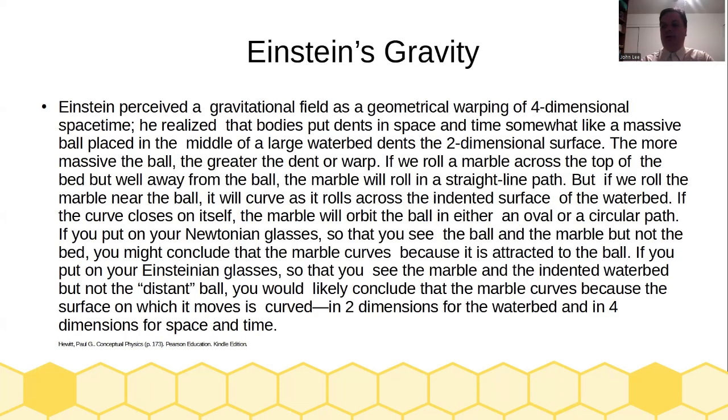While we have been dealing with Newton's gravity, where we treat gravitational force as a force which is pulling between two objects, Einstein instead looked at gravitational fields as a geometrical warping of four-dimensional space-time. He realized that bodies put dents in space and time somewhat like a massive ball placed in the middle of a large waterbed dents the two-dimensional surface. The more massive the ball, the greater the dent or warp.